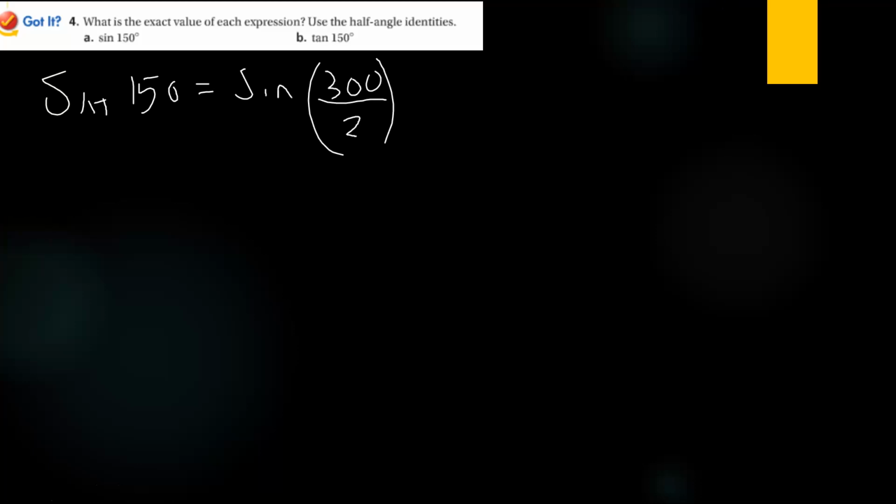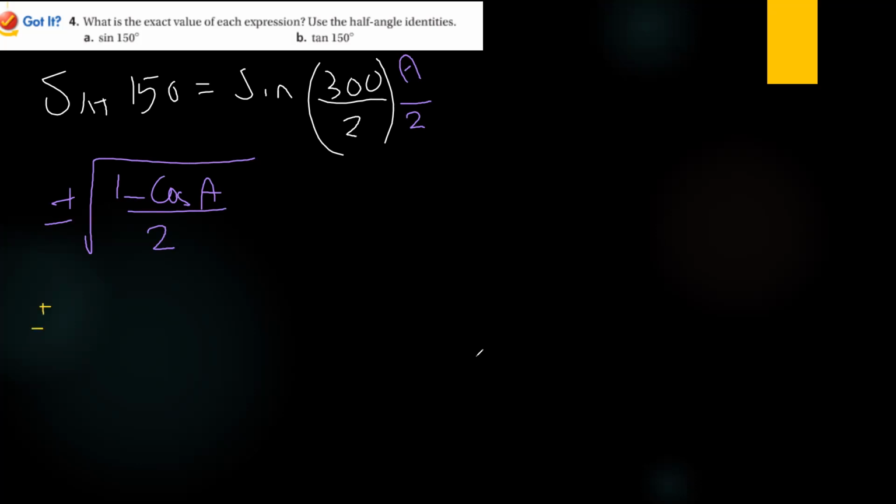So this is my A, and this is A over 2. Now, the formula for sine says that it is positive or negative square root of 1 minus cosine of A over 2. So it will be positive or negative square root of 1 minus cosine of A. Where is A? This is A, 300 over 2.